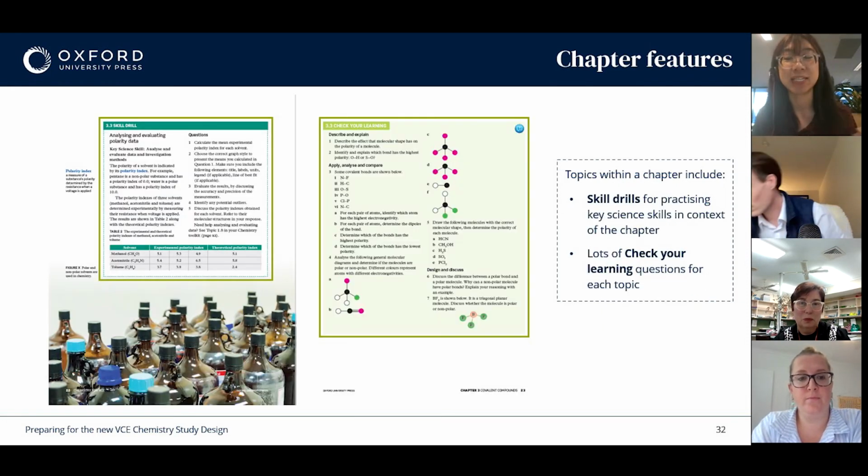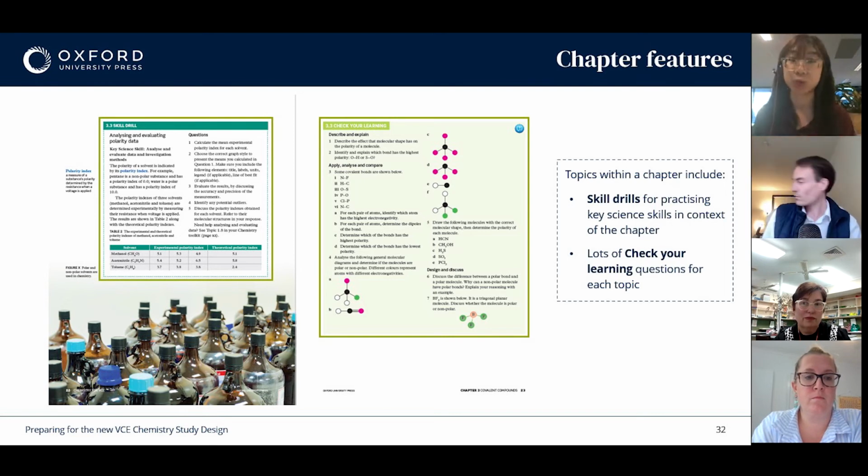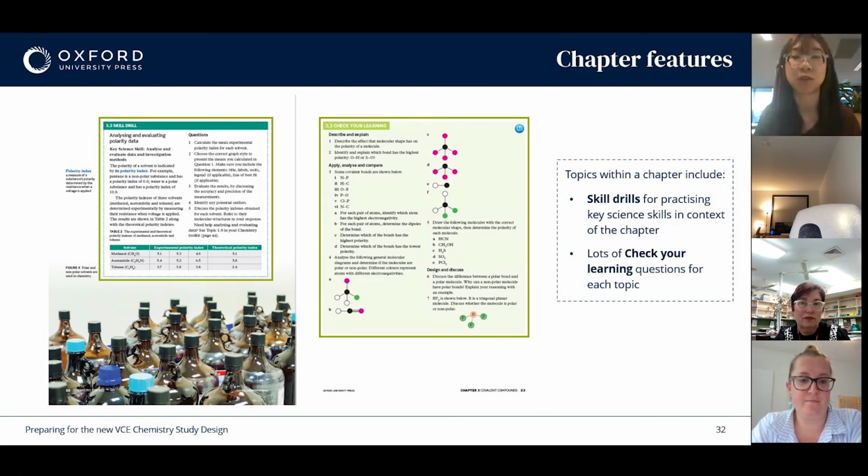As we all know, there's that continued push towards key science skills, so we've made sure to include more opportunities for students to practice these skills in context of the chapters through skill drills. Here we've also specified the key science skill that the skill drill relates to and any specific pages within the chemistry toolkit that can help provide support for students if they do need it. Each topic then ends with a check your learning box with lots of questions for students to apply what they've learned in the topic.